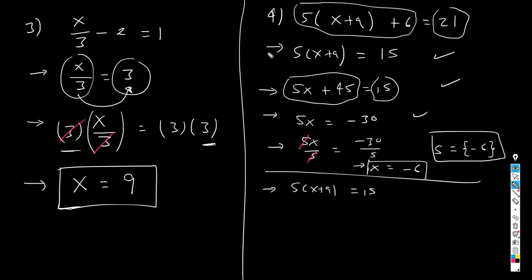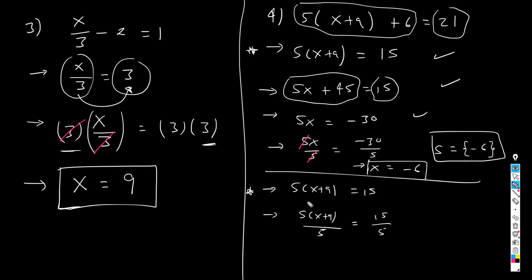Remember that I left it right here. This thing is the same as this thing. Now I'm going to do some other thing. Instead of multiplying this 5 times this binomial, I'm going to divide both sides over 5. Why? Because I want to cancel this 5. I don't want it here. I want to make it go away.